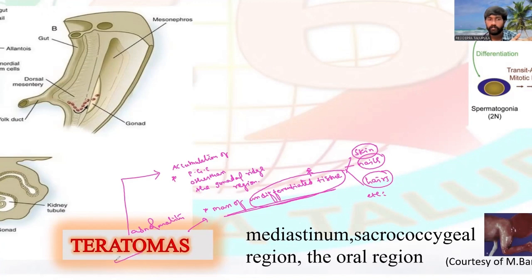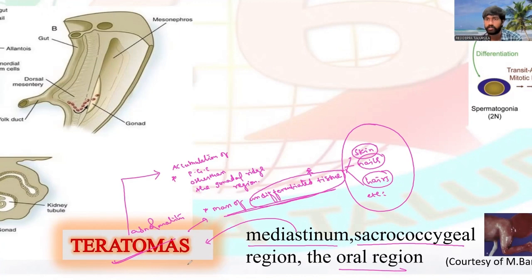Okay. Types of teratomas. Based on the region where the PGC is shifted and accumulated, that means all these things come and accumulate. If it is happening in the mediastinum, then it is mediastinal teratoma. If it is in the sacrococcygeal region, then it will be sacrococcygeal teratoma, and in the oral region, it will be oral teratoma abnormality. I will show the diagrams.